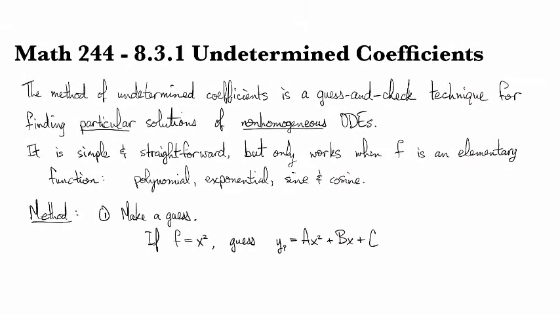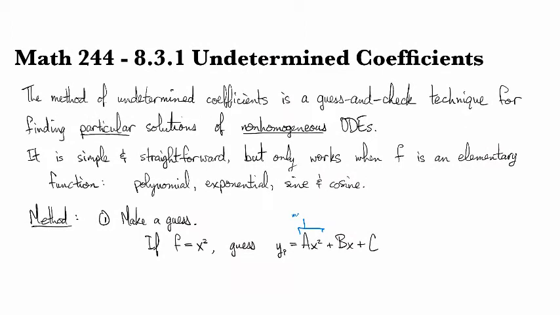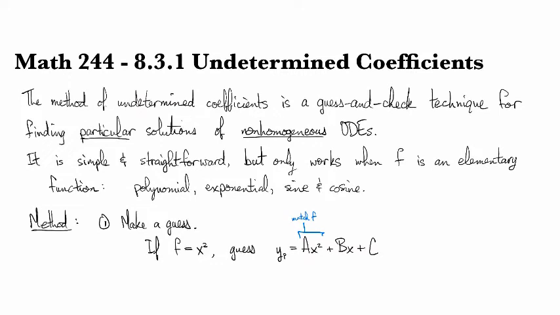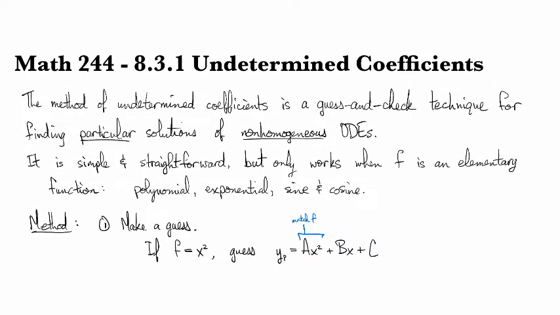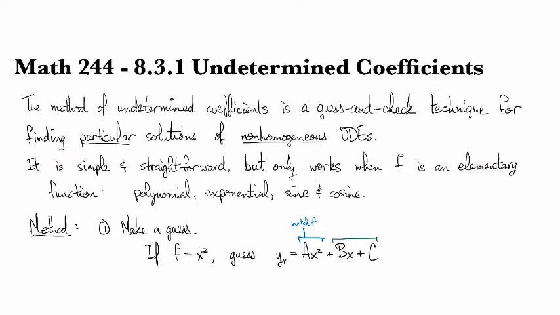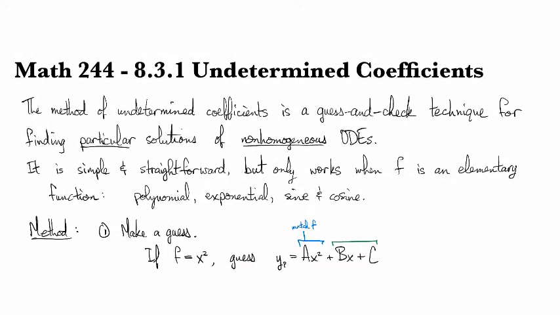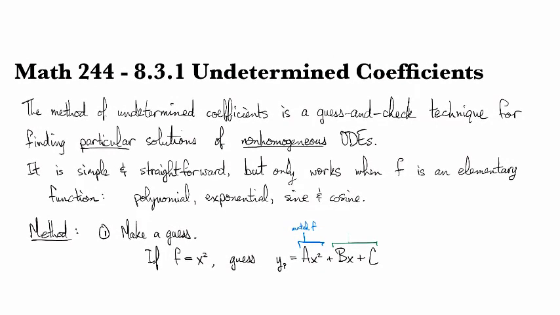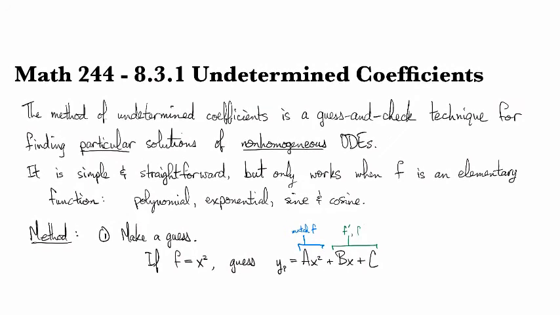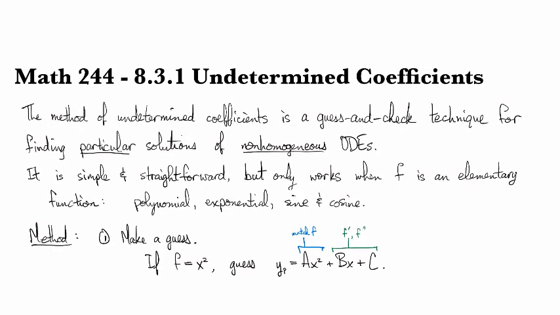And so this first part right here, this comes from trying to match f, right? Something that looks like f, a scalar multiple of f. And if you're wondering about this other part, the bx plus c, well, when we substitute yp into the differential equation, we're going to be differentiating it. So these here are there to match the derivative of f and the second derivative of f. So we have to take those into account.